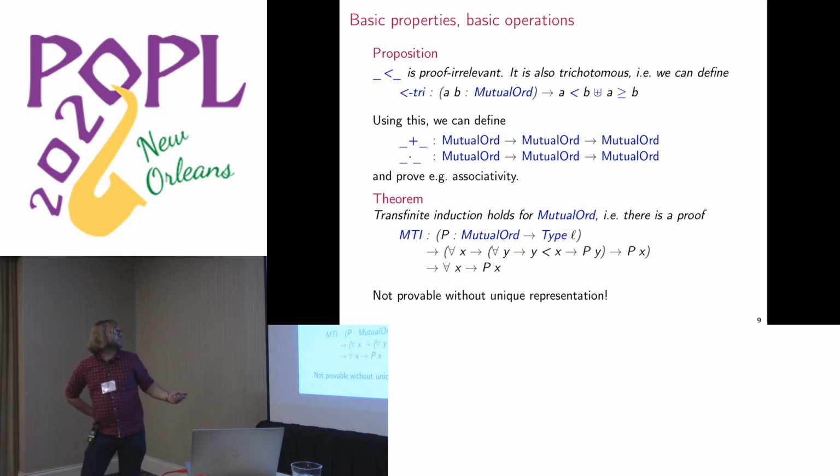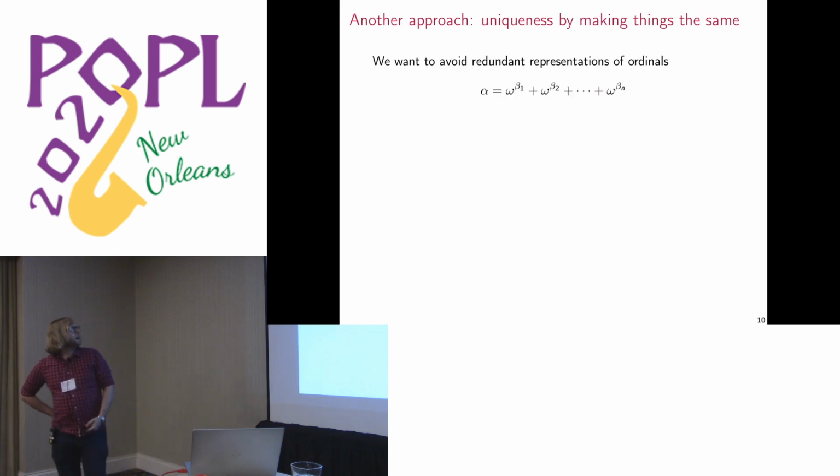You can also prove that these things in some sense really are ordinals. So you have transfinite induction. If you want to prove a property of one of these, then it's enough to prove it, assuming that you already know it for everything that's smaller. And this is something you can't prove if you don't have this unique representation. So here's where you get something back from insisting on a faithful representation. Okay, so that's one way to do it.